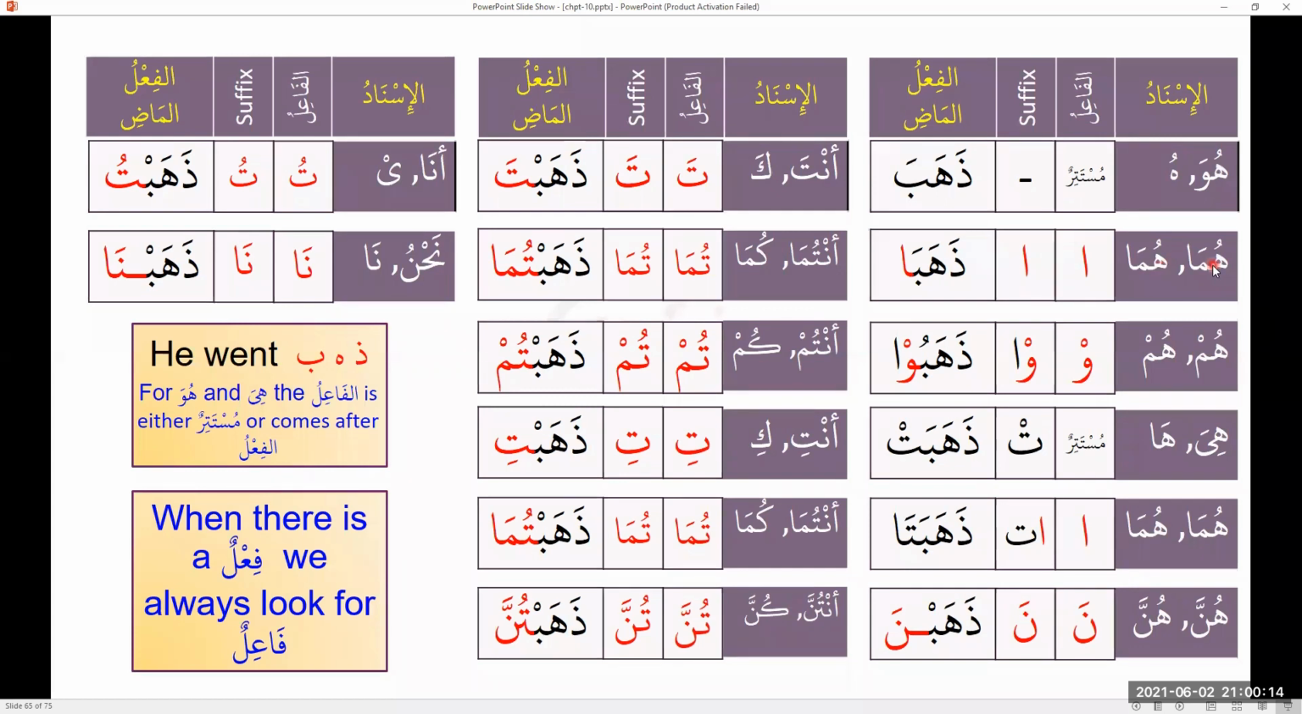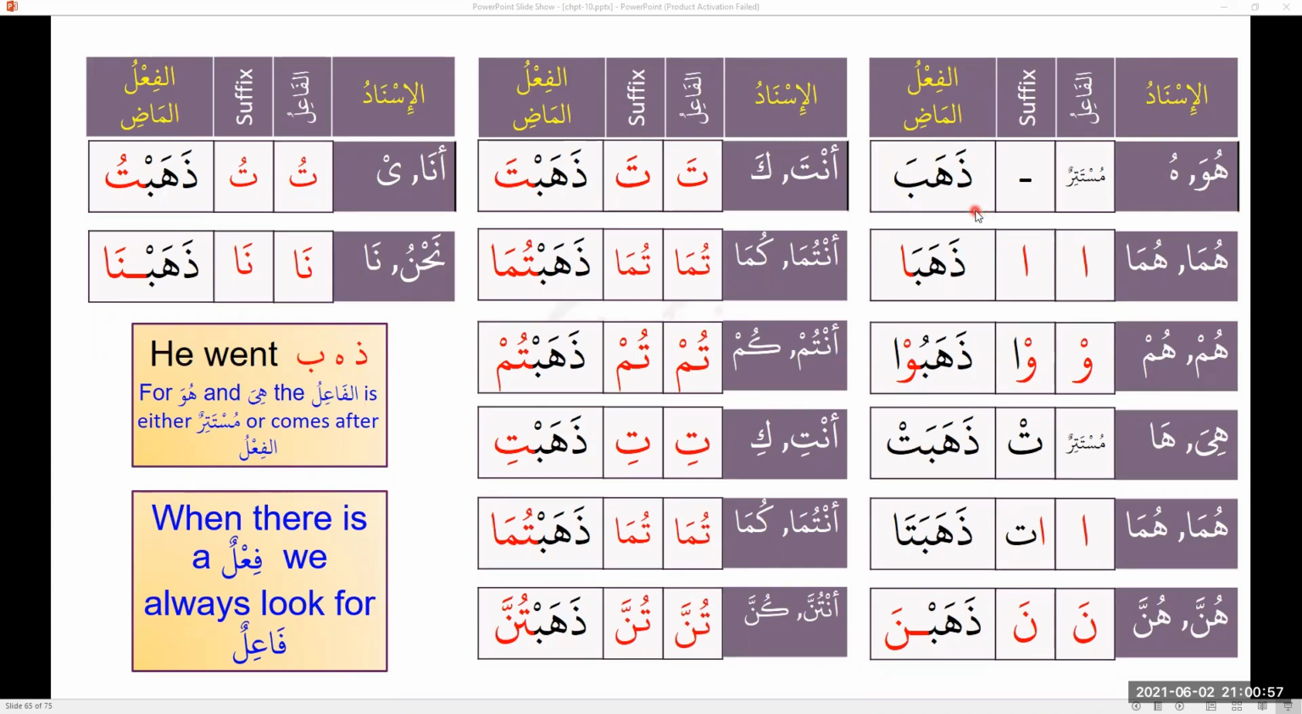These are all the combinations of the fi'l and fa'il. Once again, read it with me. Huwa dhahaba, huma dhahaba, hum dhahabu, hiya dhahabat, huma dhahabata, hunna dhahabna, anta dhahabta, antuma dhahabtuma, antum dhahabtum, anti dhahabti, antuma dhahabtuma, antunna dhahabtunna, ana dhahabtu, nahnu dhahabna. Okay, am I very fast? Okay, I will go slow. Once more, repeat with me.